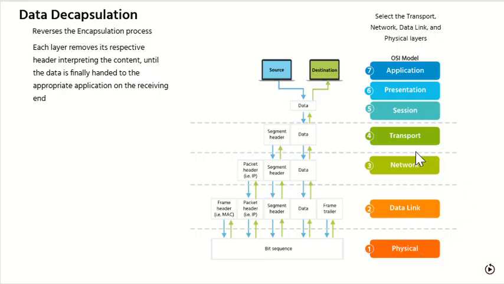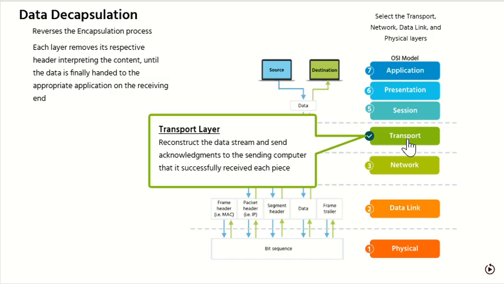The transport layer will reconstruct the data stream and send acknowledgments to the sending computer that it successfully received each piece. The transport layer header will be removed, and the remaining data is sent to the application layers and formatted for the needs of the user or application.